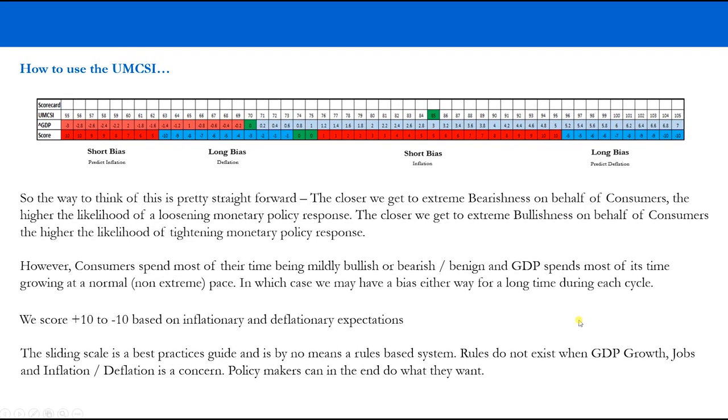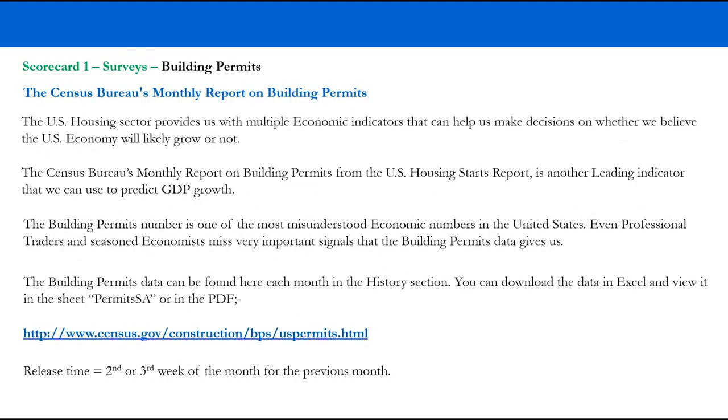Now we're going to move on to our next economic number as part of our surveys. We're going to move on to building permits, or the Census Bureau's monthly report on building permits. And this is a really good number for us. It's another leading indicator as part of our surveys data for predicting economic growth. Because what it's all about is the US housing sector. And in general, the housing sector does provide us with multiple economic indicators that can help us make decisions on whether we believe the US economy will likely grow or not.